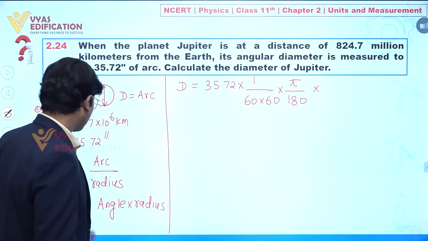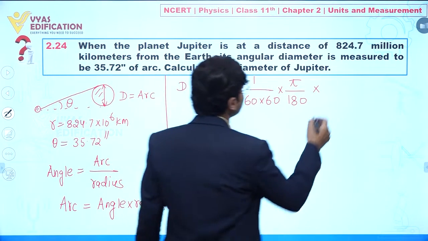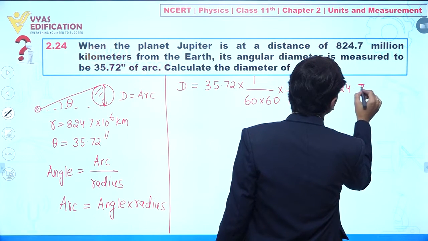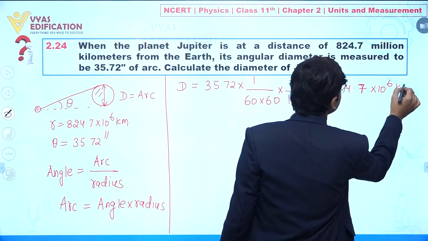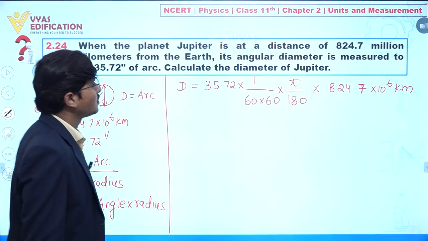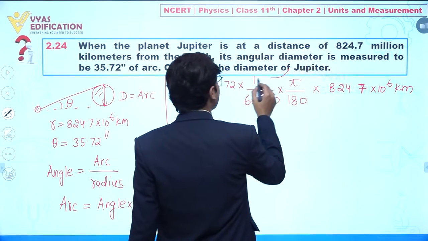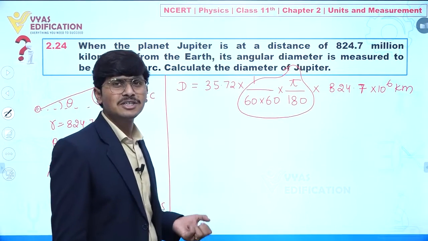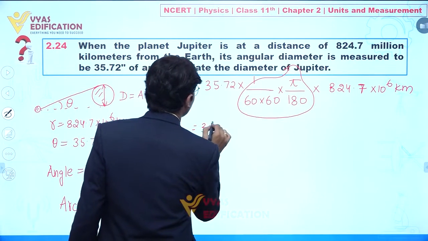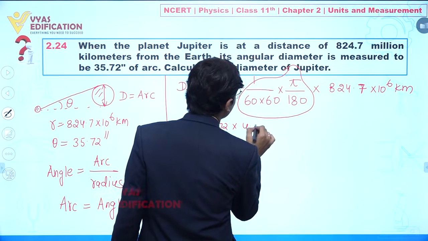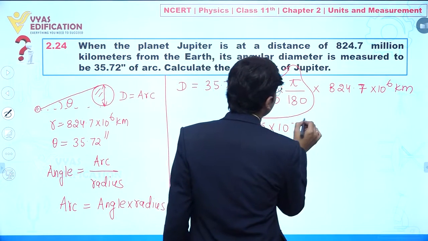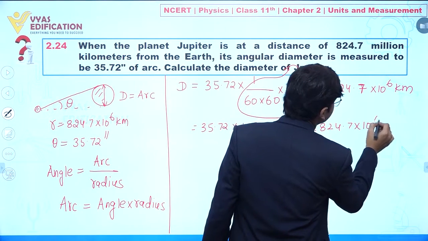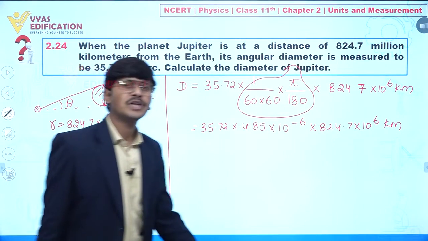So this is angle, but what about radius? Radius is given to you 824.7 into 10 to the power 6 kilometer, clear. So now from here you can see we actually utilize this calculation most of the time, that pi divided by 60 into 60 into 180, clear, and this will come out to be 4.85 into 10 to the power minus 6, clear, and multiply 824.7 into 10 to the power 6, and this distance you will find in kilometer, clear.